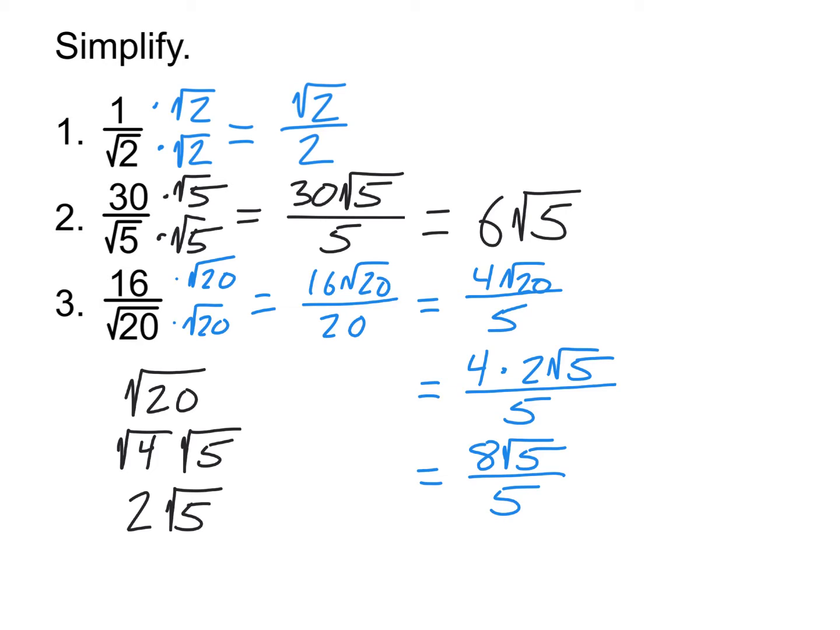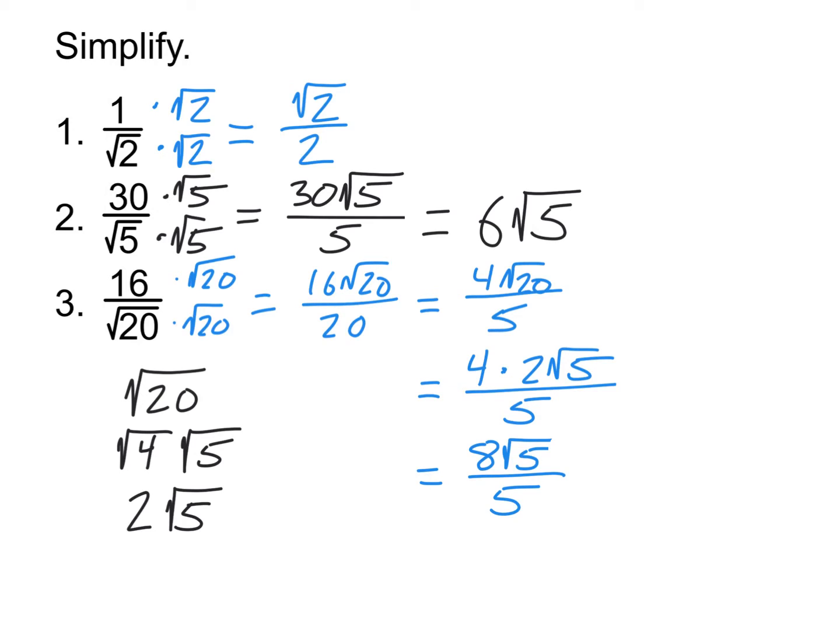And then that is as good as it gets. That does not simplify at all past that, because the 5 that's inside the radical is trapped inside of that radical. And so it cannot work with something that's outside the radical, like the 5 on the bottom. So final answer, 8 root 5 over 5.